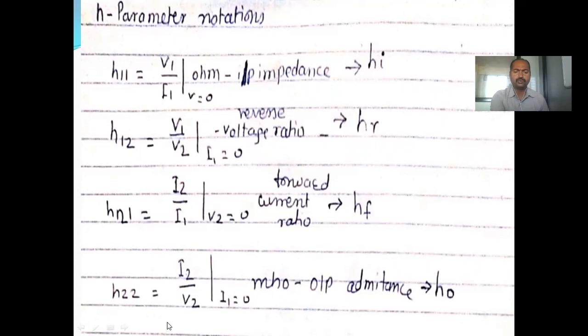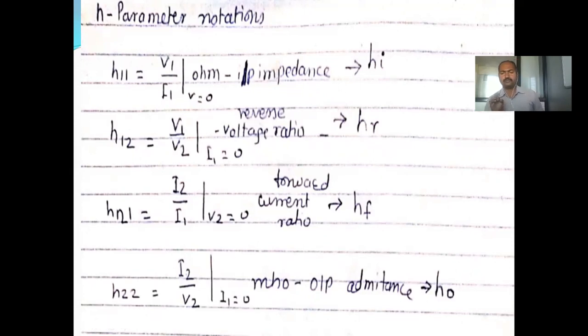Now H22 is nothing but I2 divided by V2. Now see, for the other parameters, only two things, either I1 or V2, you have to take as 0. In this case, we took the other parameter as I1. So we got the value, that is the output admittance. Admittance is the opposite of resistance, that's why its unit is mho, right? Output is indicated by O, so HO. These are the parameters related to H11, H12, H21, and H22.